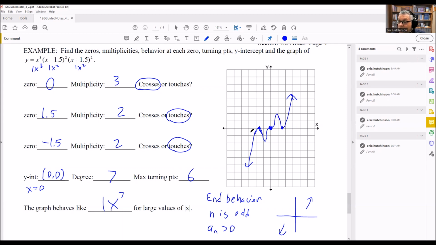If you look at the turning points, 1, 2, 3, 4, that works because this tells you just the maximum number of turning points. It doesn't have to have exactly that many, but it has to have no more than whatever we have for that. And this certainly does fit that category. And so that would be the completed graph here.